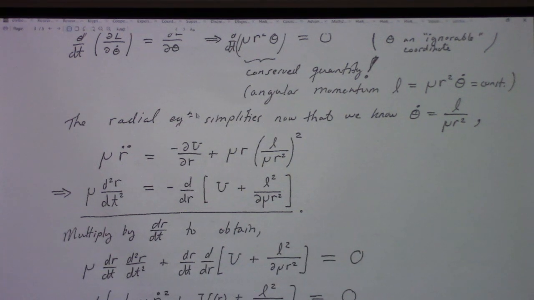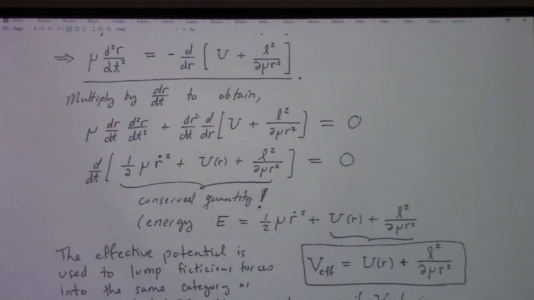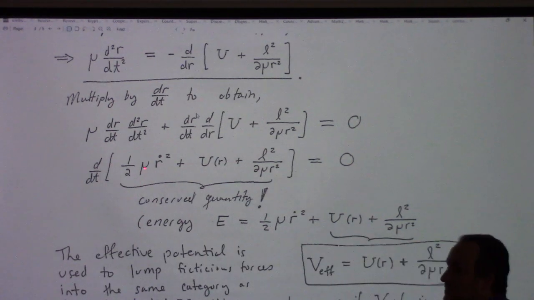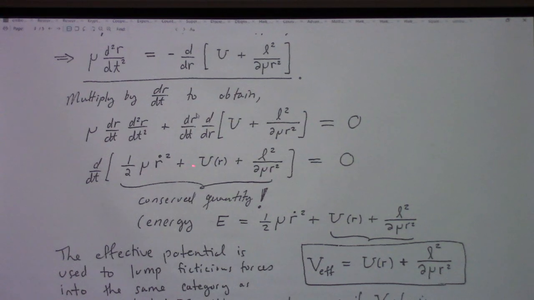So why would you do this? Well, this gives you something else, a new conserved quantity, namely 1/2 mu r dot squared plus U(r) plus L squared over 2 mu r squared. This is what we call energy. The energy is 1/2 mu r dot squared plus this right here.